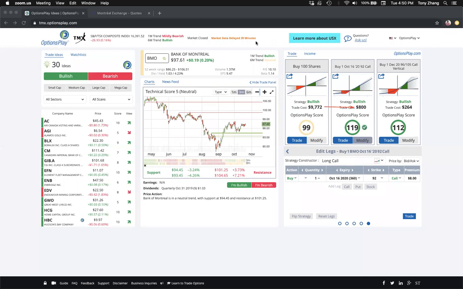Now, this doesn't happen very often, but if it does, these options are extremely cheap. I would say this is almost a bit of an anomaly, but this is a very cheap option. So let's take a look.